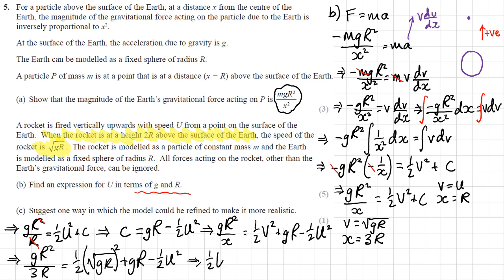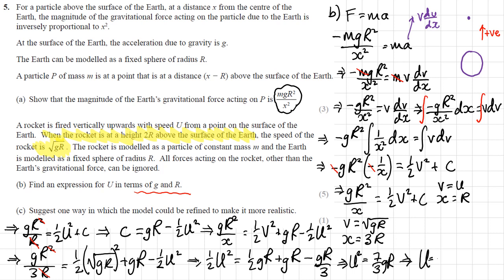And the rest of this is just about making u the subject. Let's start by making half u squared the subject. So that means this has moved across over here. So this will just give me a half gr, and then plus gr. And then when I move this across, where the r's cancel out here, I will have minus gr over 3. So if I put all of these grs together, I'll actually get 7 over 6 gr, and then times both sides by 2, I'll get u squared is equal to 7 over 3 gr. So that means I can write u is equal to the square root of 7 over 3 gr.